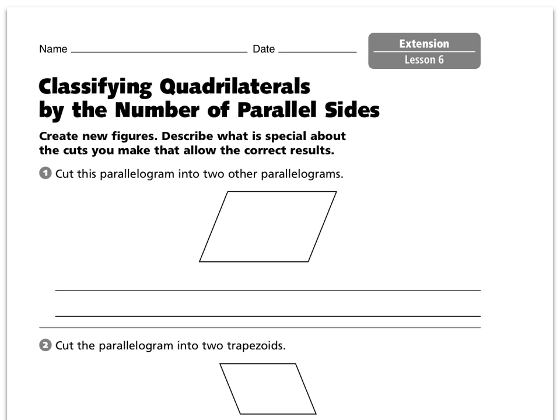So we need to cut this parallelogram into two other parallelograms. So remember, when you have a parallelogram and you need to make another parallelogram, you need to keep the sides parallel. So you could cut it this way, or you could cut it down, which would make two different ways of cutting it. In order to explain yourself, you need to talk about how you cut it so the line is still parallel to one of the sides.